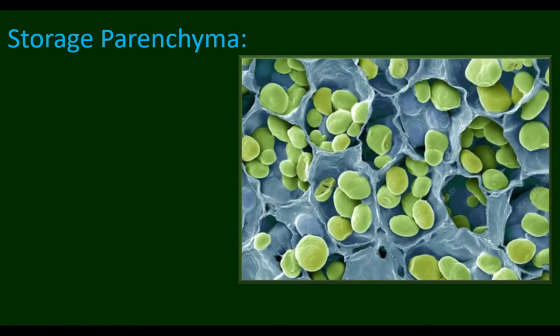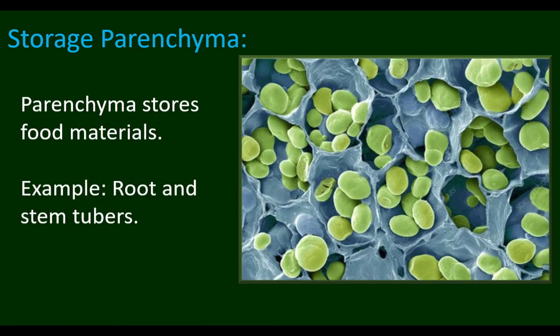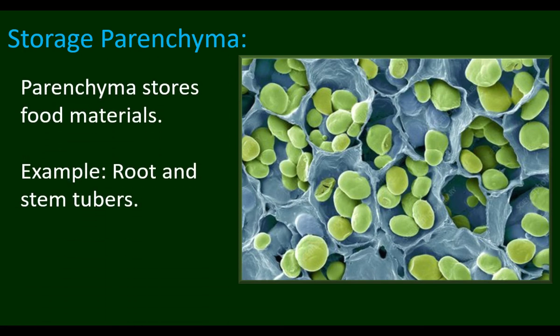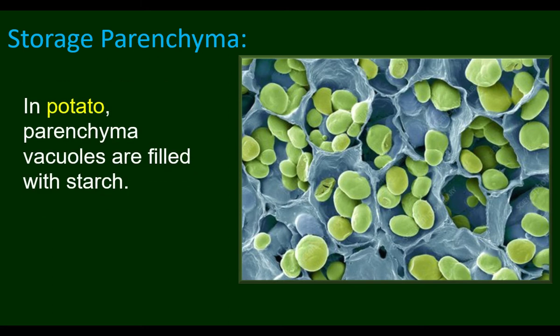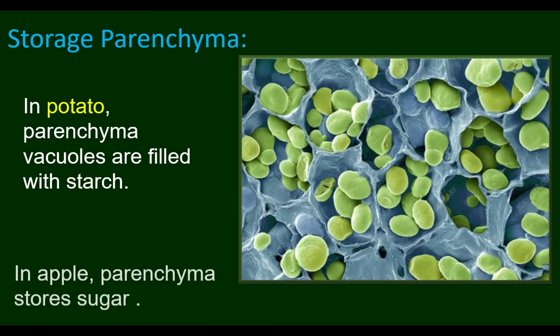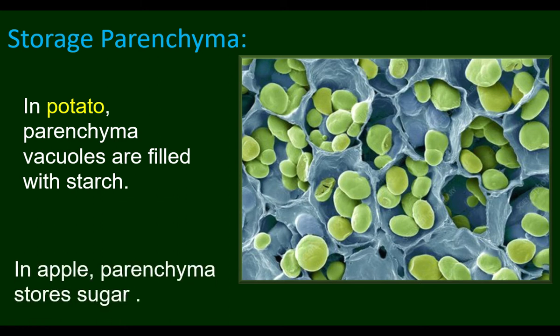In some plants, the parenchyma involves in storage of food material. That is storage parenchyma. Parenchyma stores food material. Example, root and stem tuber. Stem tuber example is potato. Root tuber, sweet potato. In potato, parenchyma vacuoles are filled with starch. In apple, parenchyma stores sugar.